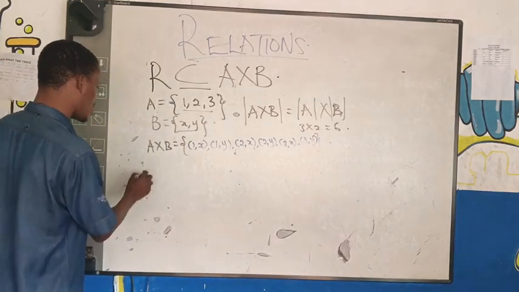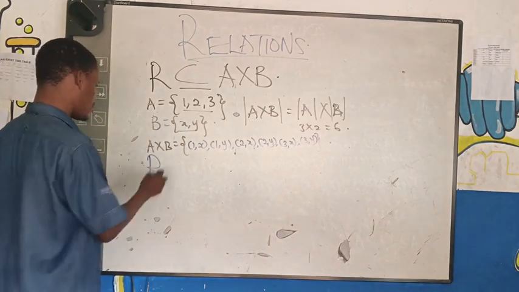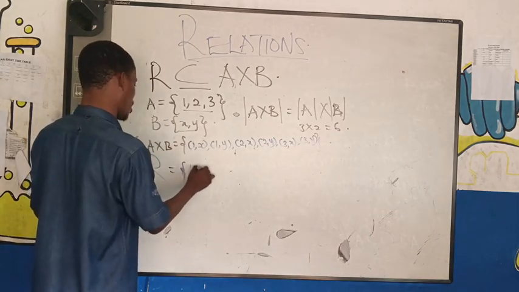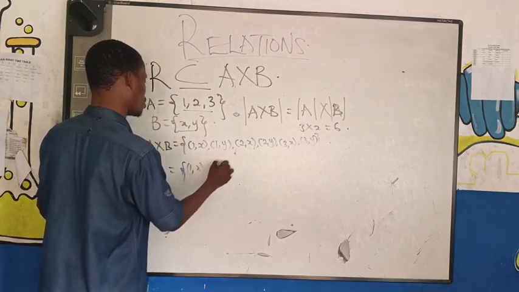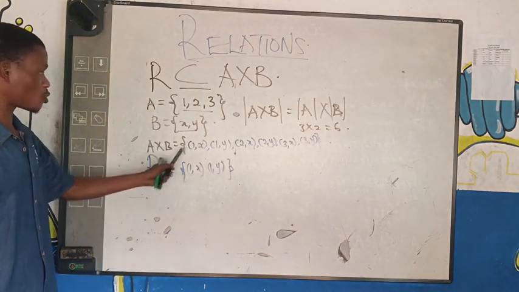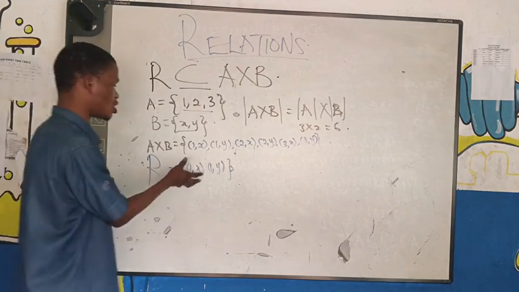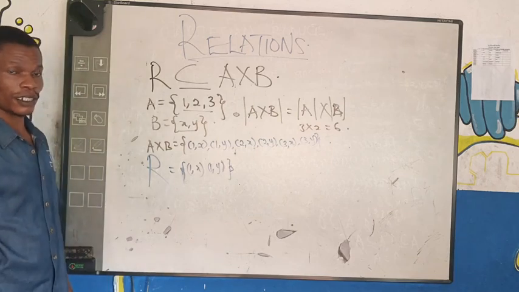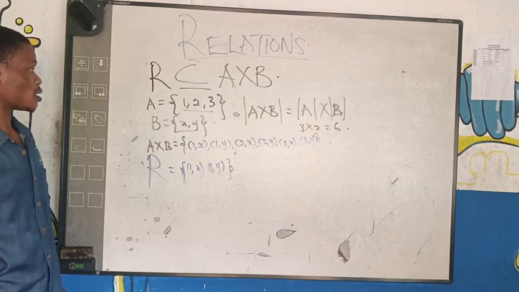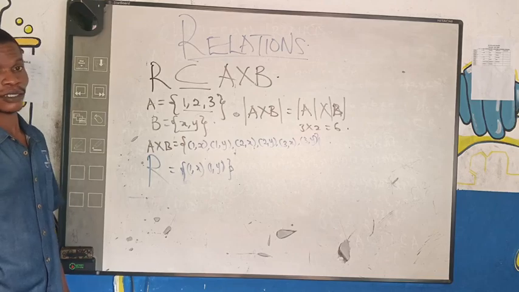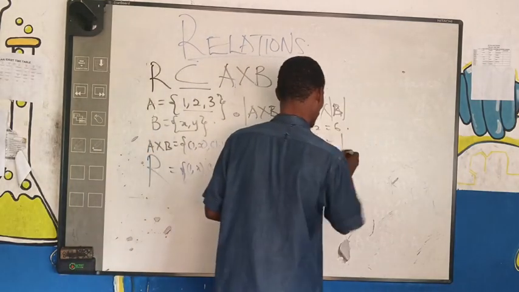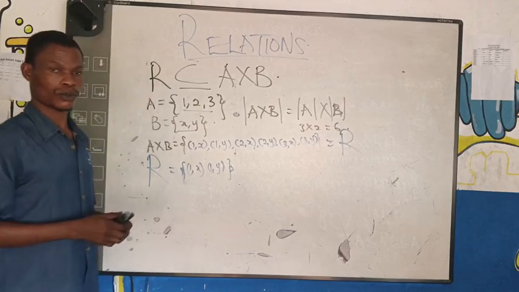Now, if I don't want to take everything here, I can build a relation of just 1x and 1y only. This is a relation. And obviously this relation is a subset of this set. So that's why my relation is a subset of the Cartesian product. That is what the idea of relation is all about. In fact, everything here is another relation. You get what I'm saying?